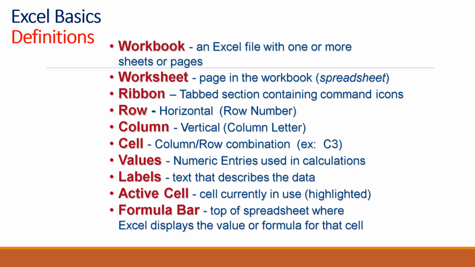Then we have values, which are numeric entries that are used in calculation. We have labels, which are text that describes the data. We have active cell, which is a cell that is currently in use or highlighted. And lastly, we have the formula bar, which is at the top of a spreadsheet where Excel displays the value or formula for an active cell.